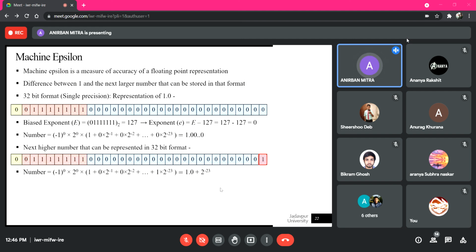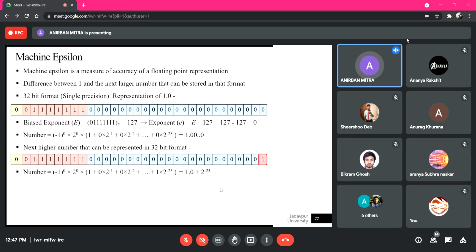Everything else is the same. The exponent is again 127. That is, the biased exponent is 127, so the exponent itself would come out as 0. The only thing that changes is that in the fractional part of the mantissa, the last bit would be 1, and that corresponds to a value of 2 to the power minus 23. So the next higher number we can represent after 1 is 1 plus 2 to the power minus 23.